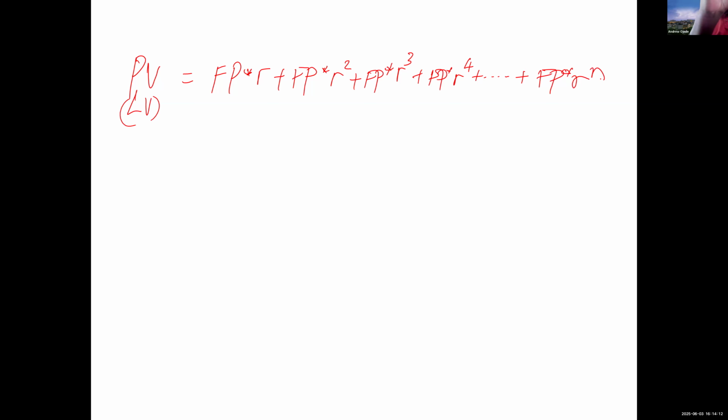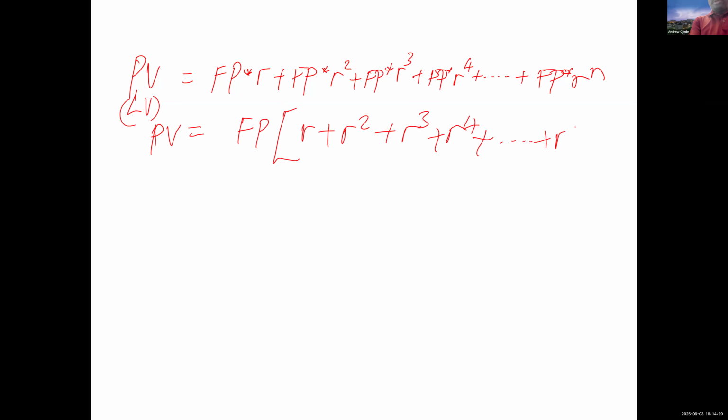So now you see FP is common, so we can factor FP outside. The present value is FP times, inside the parenthesis, R plus R squared plus R to the power 3 plus R to the power 4, going up to plus R to the power n. I want you to think about what is in this parenthesis.